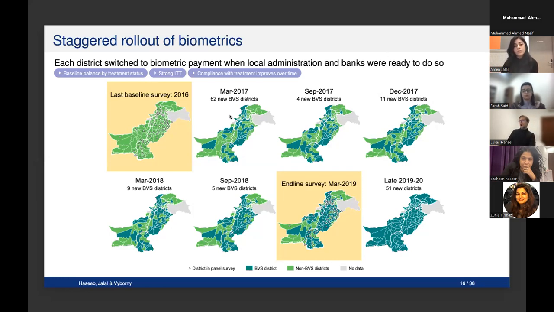So we have these districts transition, then we collect data in March 2019, which is our endline survey, at which point various districts have been switched, but some haven't been. And so we're exploiting variation between early and late treated units versus, as of 2019, never treated units.